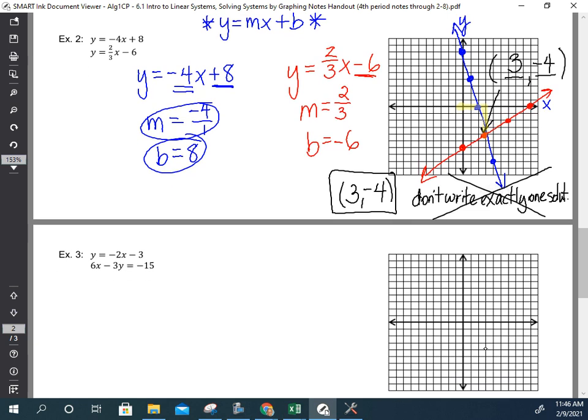So we'll leave this up here for another 30 seconds, just for those of you who need to finish copying. So example 3 is up here. We have y equals -2x minus 3, and 6x minus 3y equals -15.